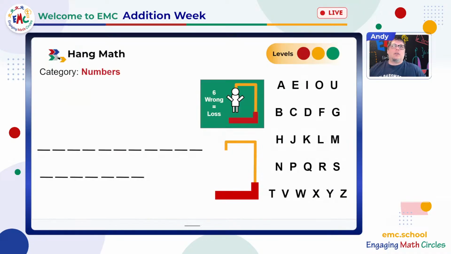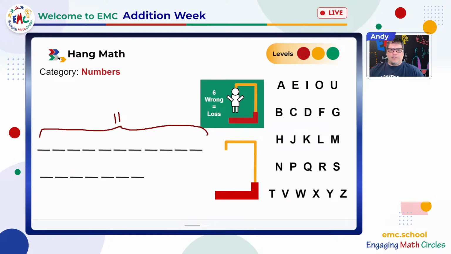Okay, our first game is called Hang Math. It's like Hangman. You get 6 wrong, you lose 6 different shapes to make the man. I have 11 letters in the first word and 7 in the second.